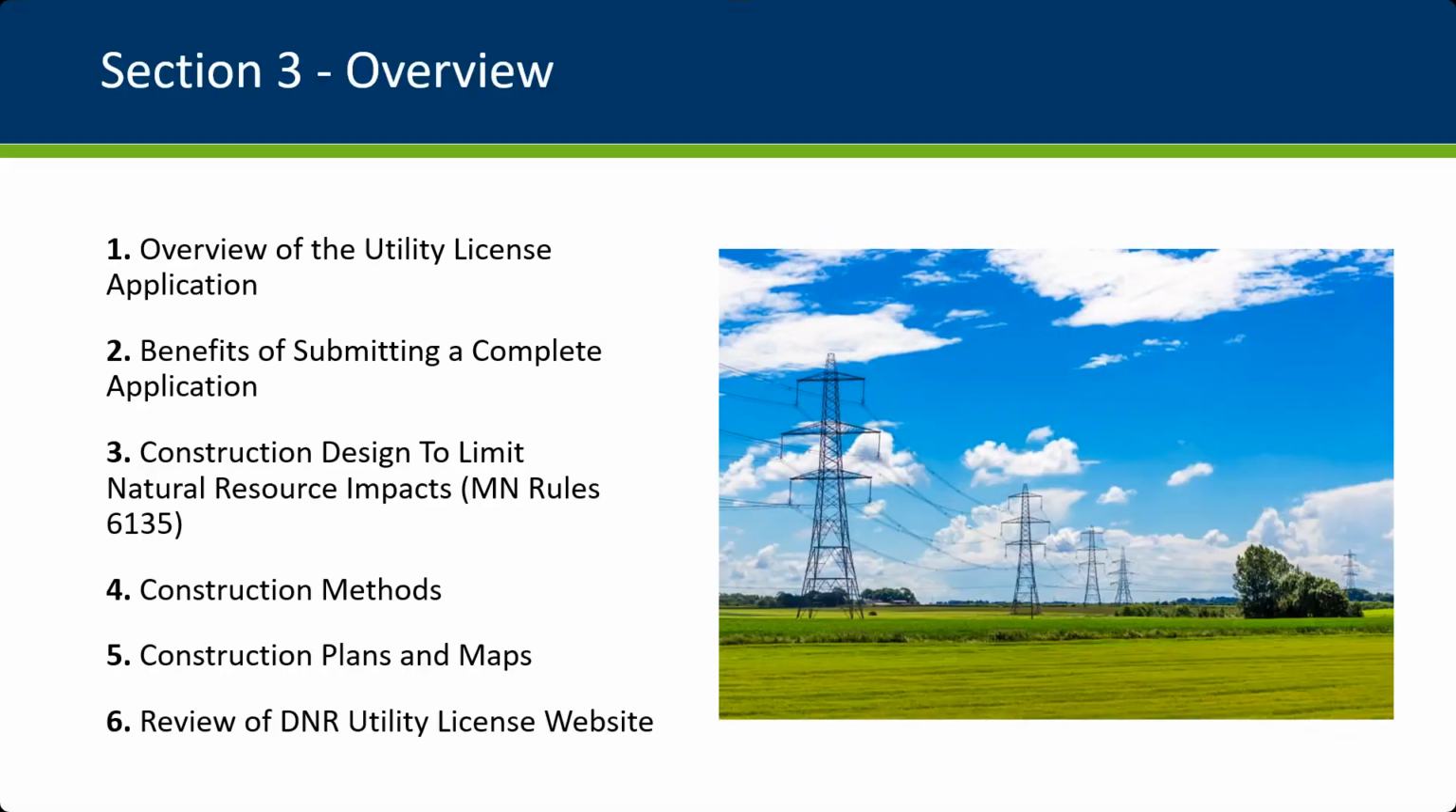Section 3, Overview. In this section, I'll review the following topics. 1. Overview of the Utility Crossing License Application. 2. The benefits of submitting a complete utility license application. 3. Construction design to limit natural resource impacts. 4. Construction methods. 5. Construction plans and maps. And finally, number 6, review of DNR's Lands and Minerals Utility License webpage.